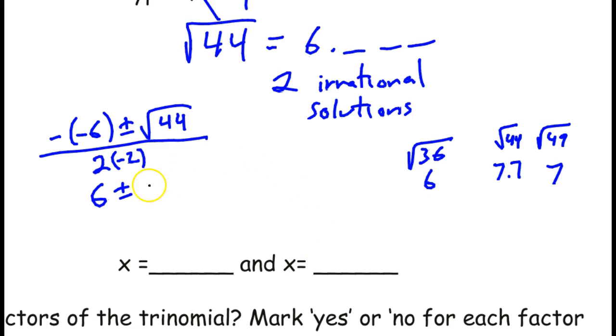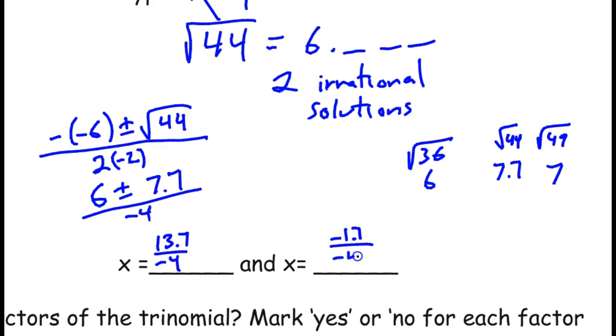So we're going to do 7.7 and divide by -4. So 6 plus 7.7, that's going to be 13.7 divided by -4. And then we have 6 minus 7.7, so that's -1.7 divided by -4. And you can put those in calculators and get the more approximate answer there. Okay.